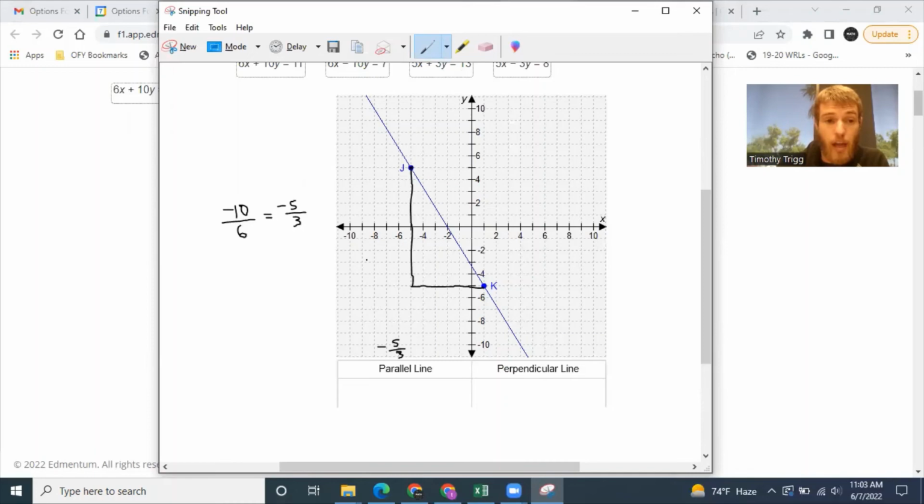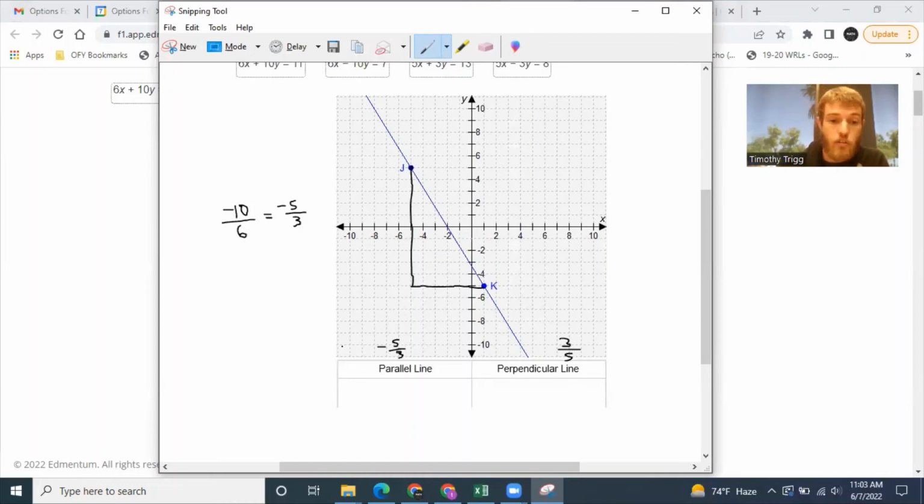And a perpendicular line would have a slope of the opposite reciprocal. So you would take the opposite sign. So instead of -5/3, it's positive, and you flip it. So instead of 5/3, it's 3/5. And again, positive because it's the opposite reciprocal to find perpendicular lines.